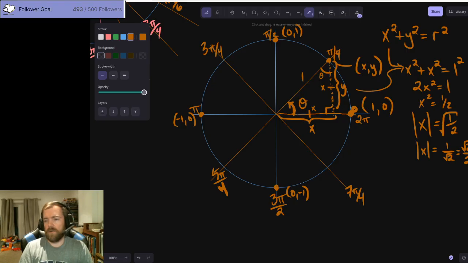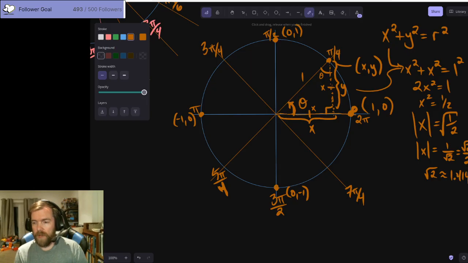What does that mean? Well, that means that all of our values, x's and y's, because the x's and the y's have to be the same, have to either be a positive or a negative root 2 over 2 or 1 over the square root of 2. The square root of 2 is approximately 1.414, and so square root of 2 over 2 is going to be approximately 0.707.